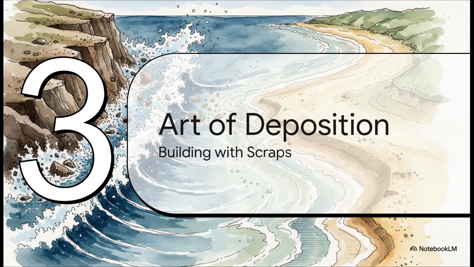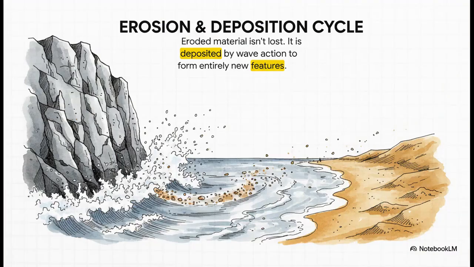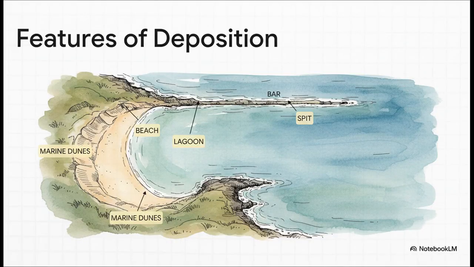See, the ocean isn't just an artist of destruction. It's also a master builder, and it uses all those leftover scraps to create something entirely new. And this really gets to the heart of it. Nothing is wasted in this cycle. The very same material that was just carved out of a massive cliff is now the building block for the next landscape.